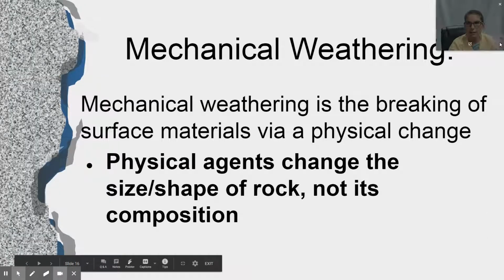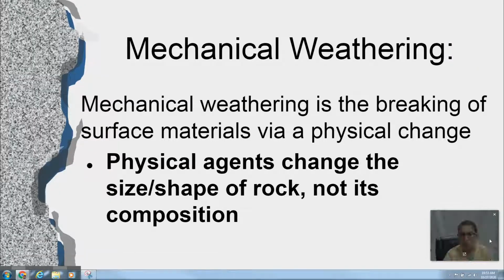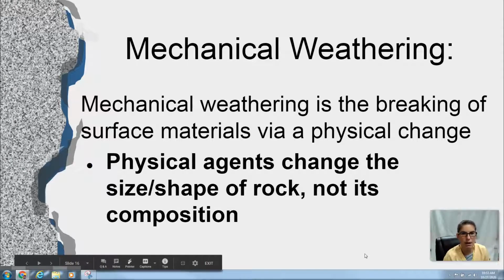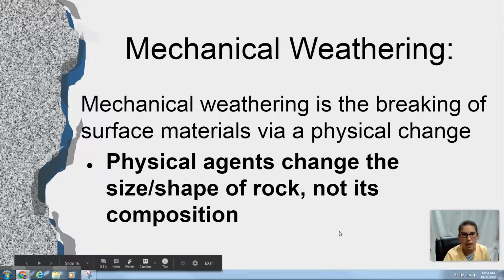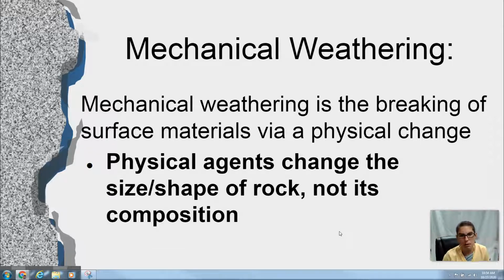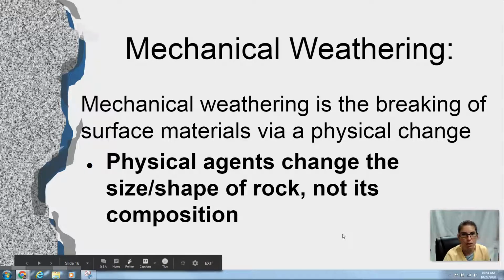All right. The second type of weathering is called mechanical weathering, and mechanical weathering is a physical process. So we're going to change the size, shape, or texture, but we're not going to change what the rock is made of. So there's no chemical reactions that occur in mechanical weathering. If you remember chemical versus physical changes from middle school, when we talked about chemical weathering, we were talking about chemical changes, and mechanical weathering is all physical changes.